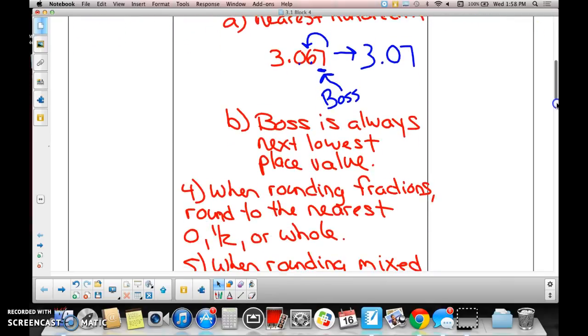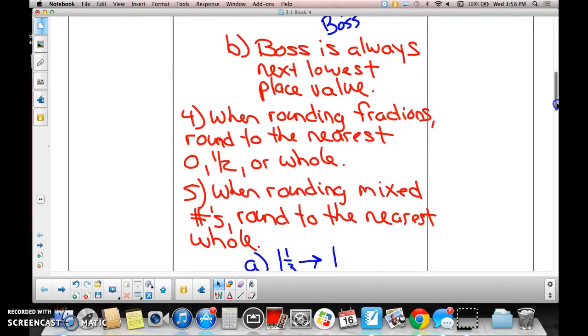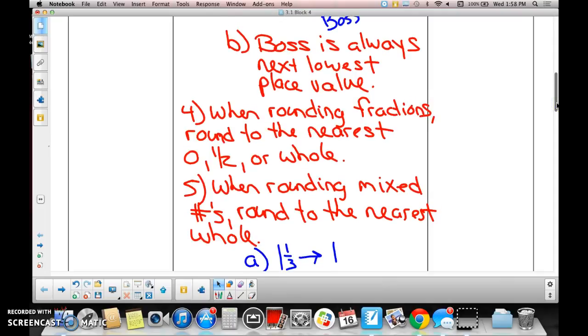For fractions. You're not listening to me. You're just reading the board. Don't read the board. Don't read your notes. What is the rounding rule for fractions, Sadia?